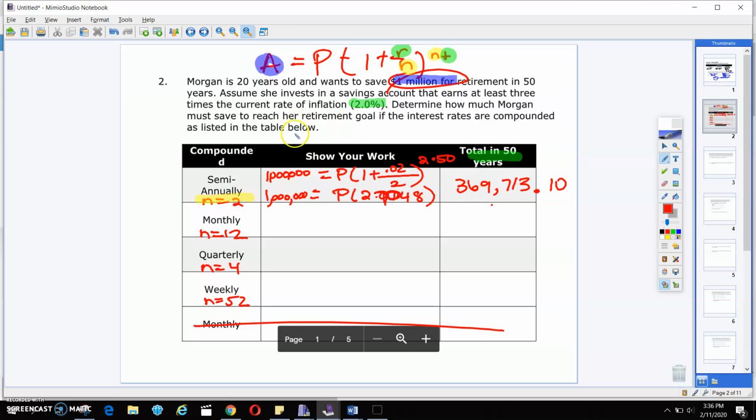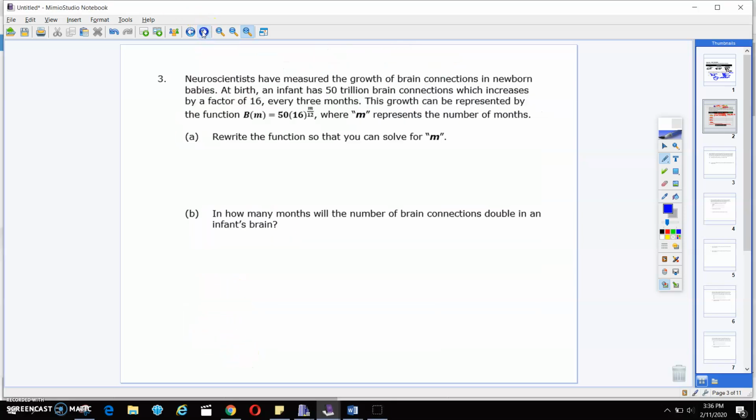My bad. Okay. Now, you can repeat this process for each one of these, and the only thing that you're going to change is the n values. But essentially what you would do is just plug in and still solve. I'm not going to do that in this video just because we've got other problems to get through, but you could do that for each one of these.